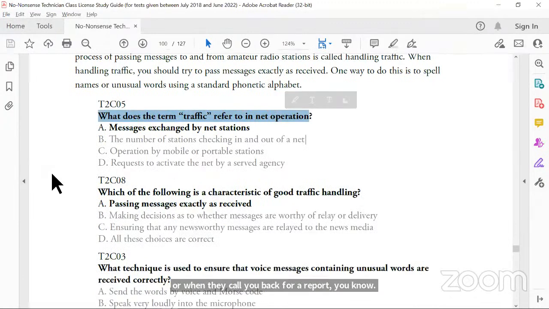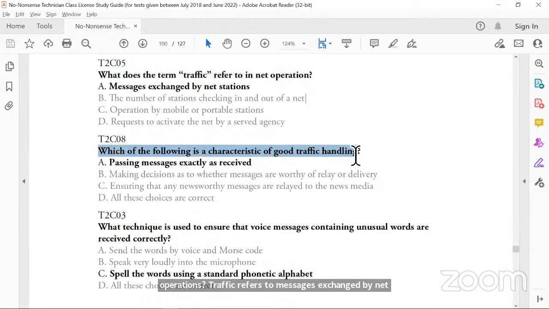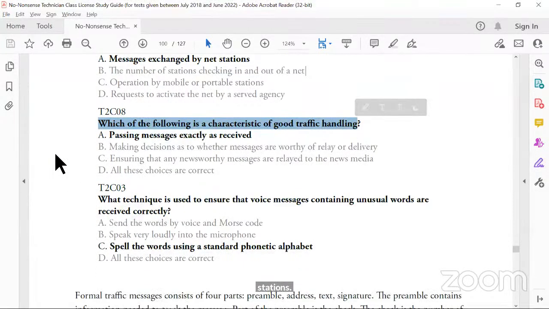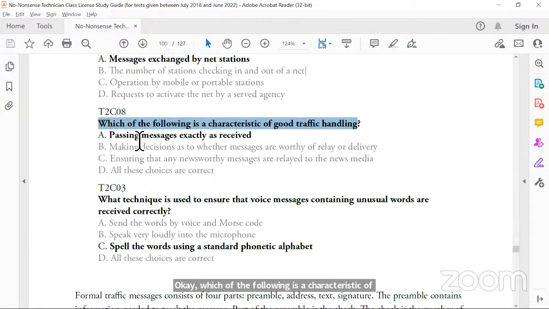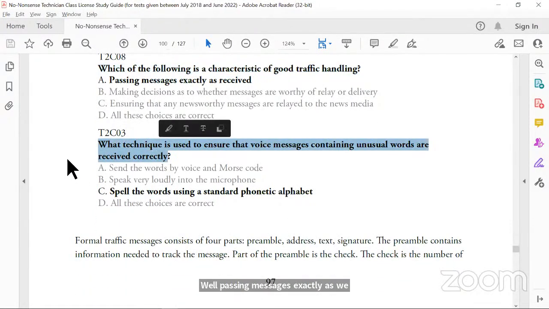All right. What does the term traffic refer to in net operations? Traffic refers to messages exchanged by net stations. That's what traffic is. Do you have any traffic to pass? Okay. Which of the following is a characteristic of good traffic handling? Well, passing messages exactly as received. It's a good characteristic. You don't want to corrupt the message.